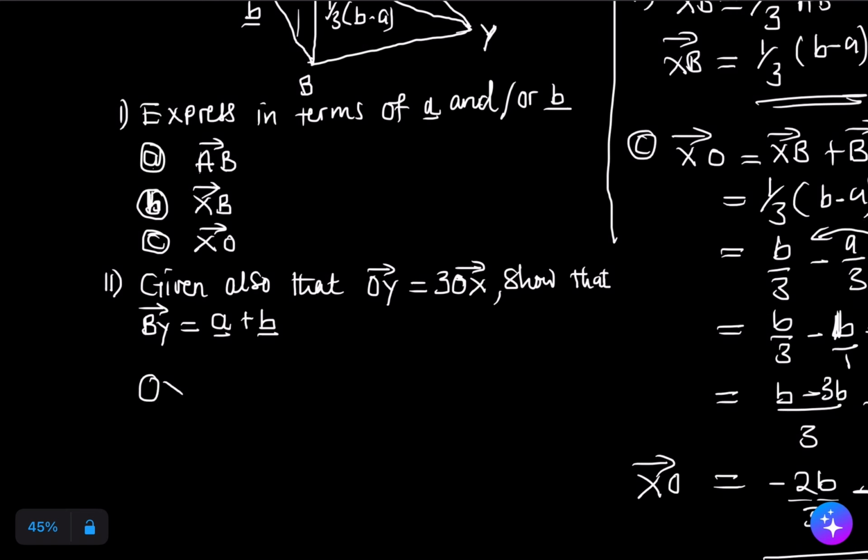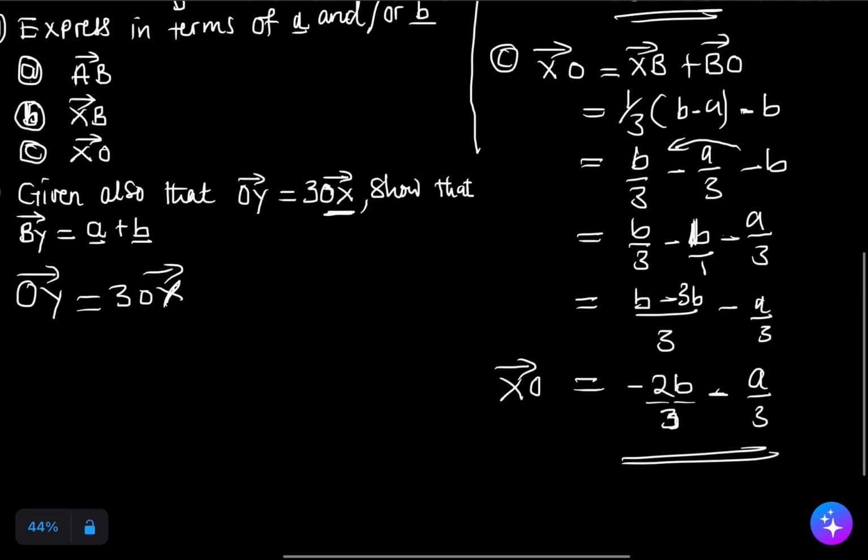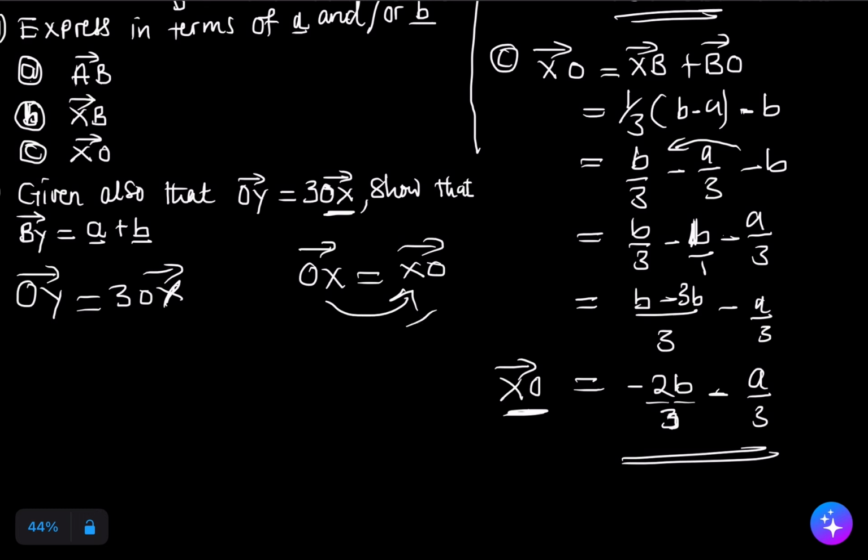So we say OY is equal to 3OX. Now, what does this mean? We have to multiply 3 times OX. Take note that OX is the opposite of XO. So if this one is the opposite, then to become negative, this one is the opposite of this one. It is the inverse.